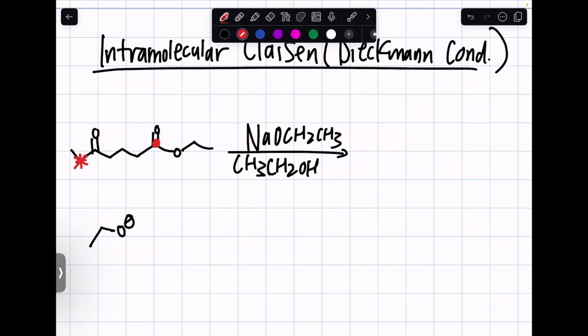To predict the product faster without going through the whole mechanism, this is what I like to do for an intramolecular reaction. I'm going to number this 1, 2, 3, 4, 5, 6, where all of the atoms 1, 2, 3, 4, 5, 6 are carbon atoms. So I'm going to draw that out like that. That's the template of the 6-membered ring right there.